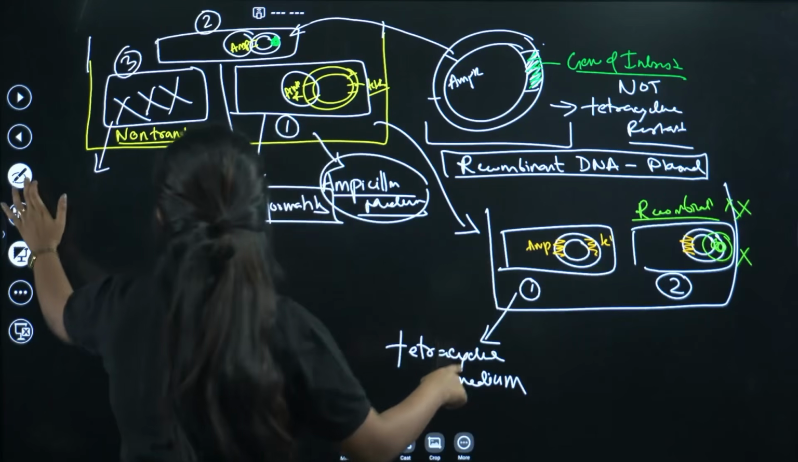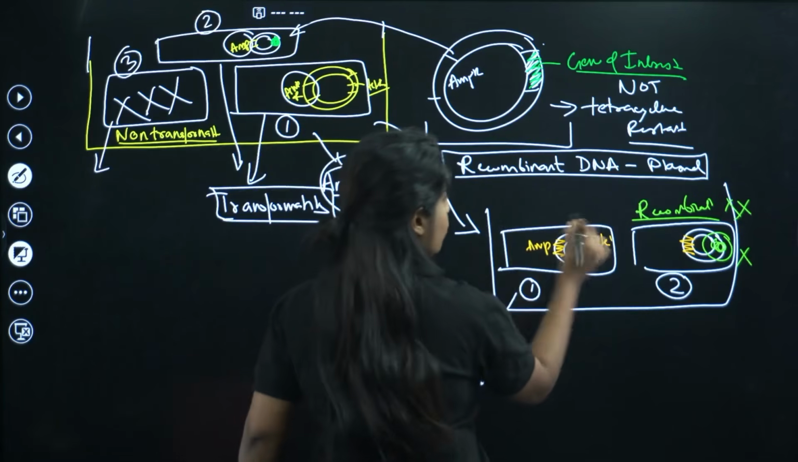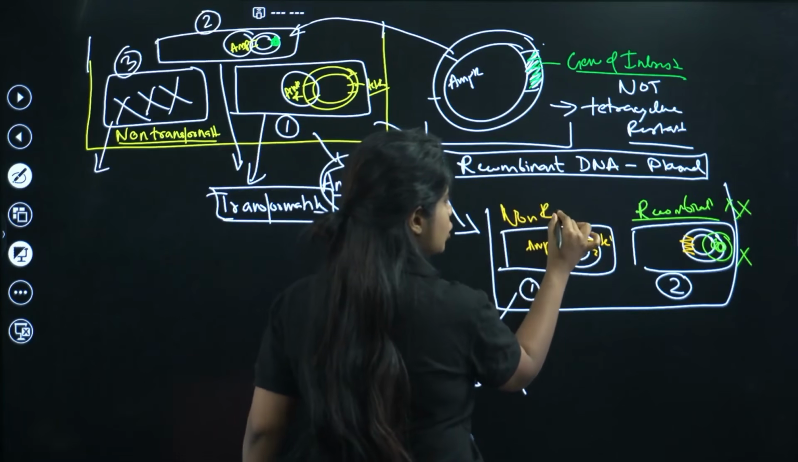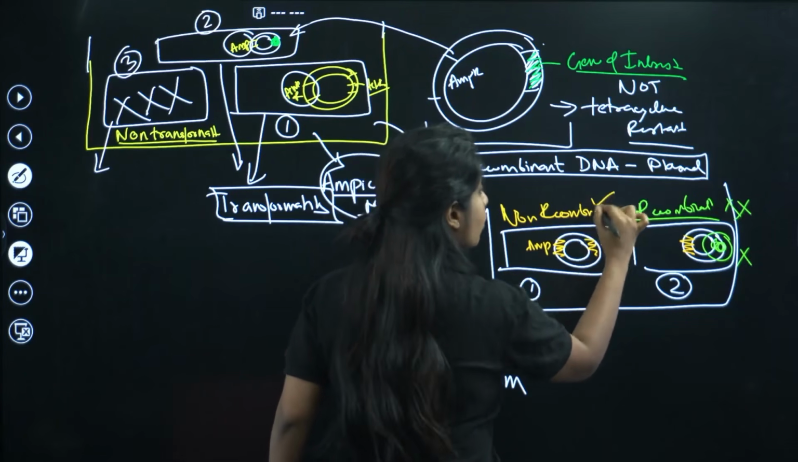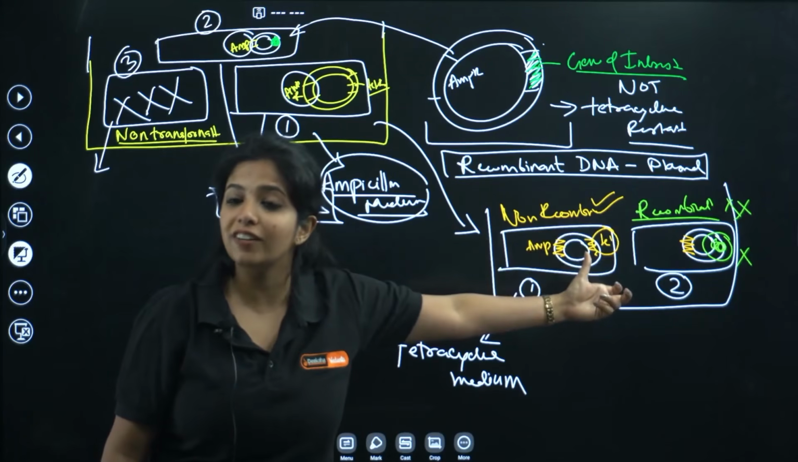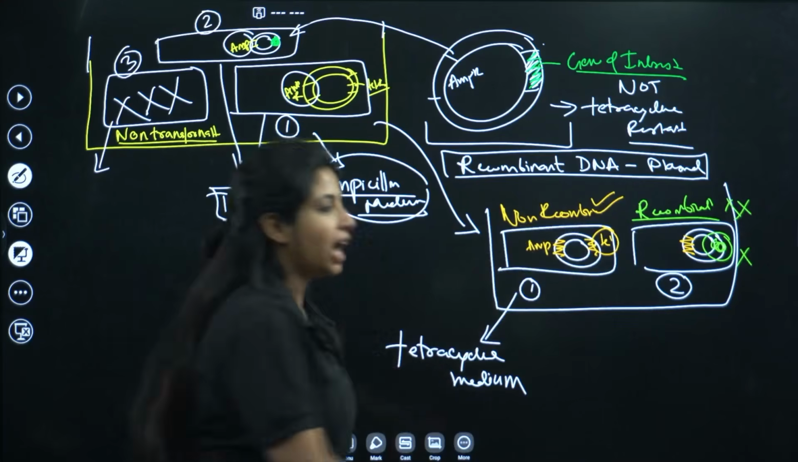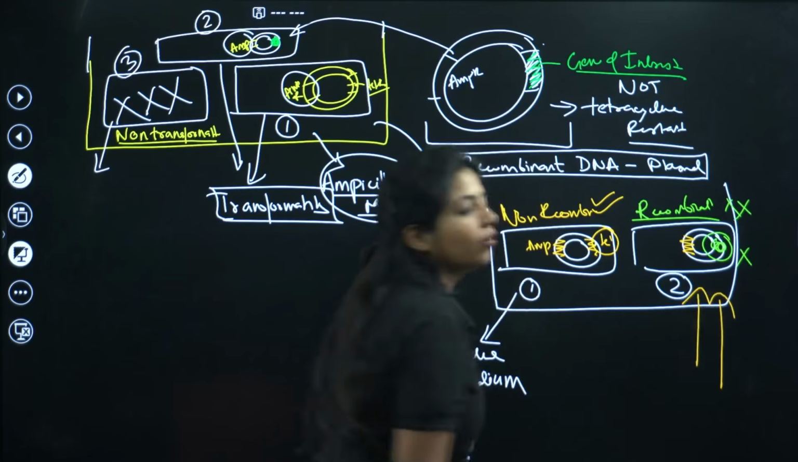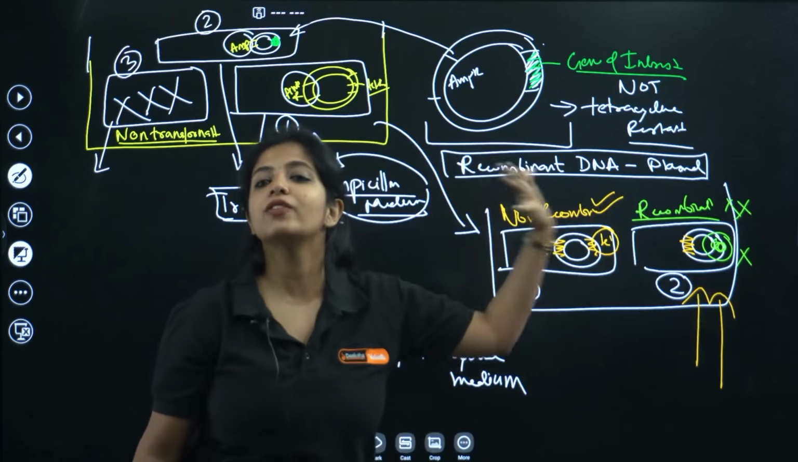Whereas on the other hand, these cells are going to grow. The non-recombinants will be growing. Why? Because they have the tetracycline resistant gene. There is no gene of interest. So which one will I choose now? I will be choosing the one which does not grow. I will be using this for my further experiment.